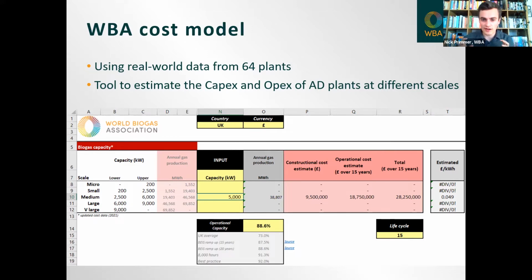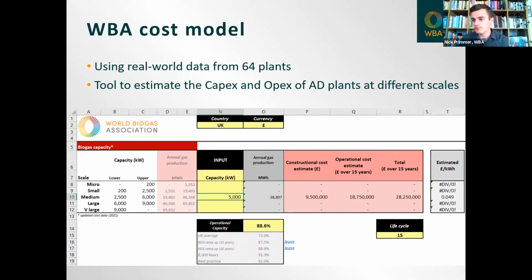This tool itself estimates the capital and operational costs of an AD plant over its lifetime. It's informed using real-world data from 64 plants. They are all based in the UK, so it is very much a UK-based model, but we have tried to adapt it so it's applicable worldwide. And this is, again, one of those key things we want to be testing and improving on, to make sure that its output is applicable worldwide.